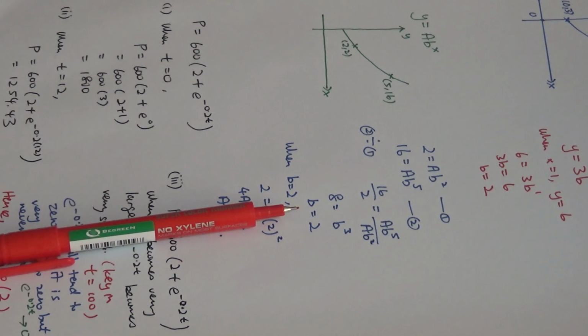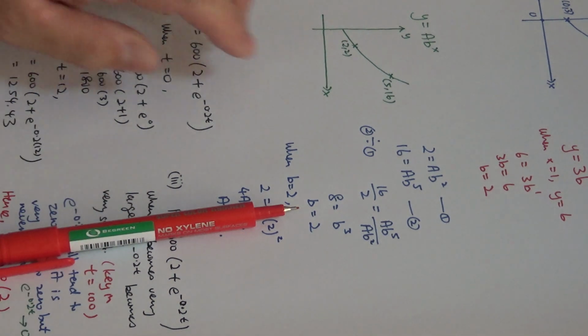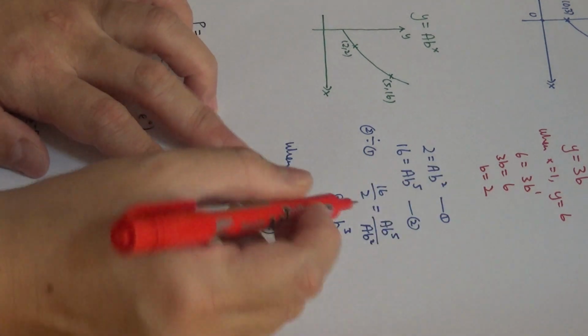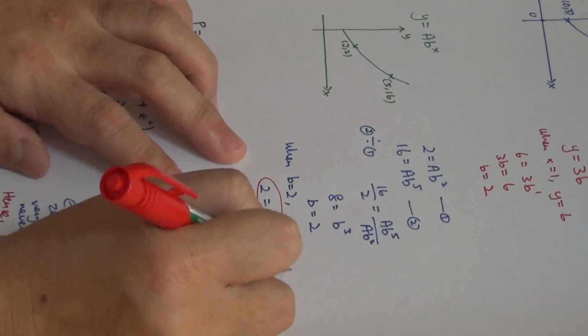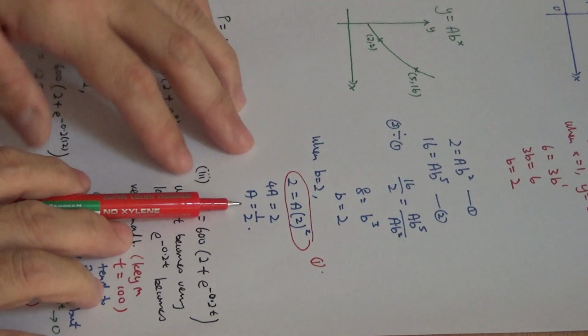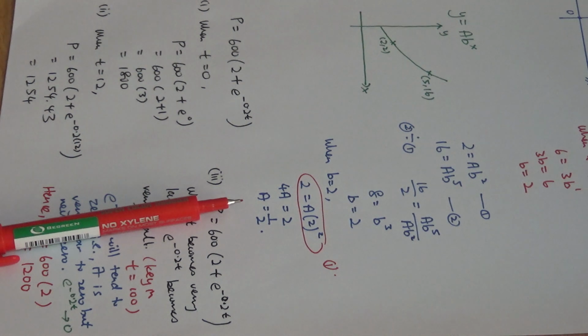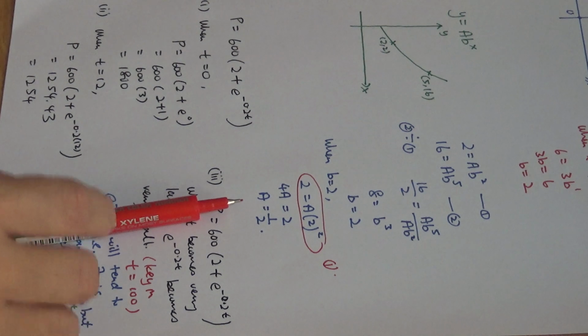Alright. Now, once you get this answer, you'll be plugging the B equals 2 inside equation 1. This is from equation number 1. Then you can get your A as equals to half. Okay? So that will be your question 11. Now I'm moving on to question number 12.